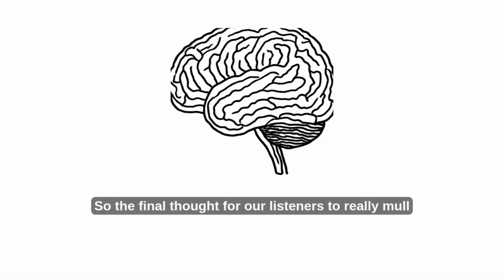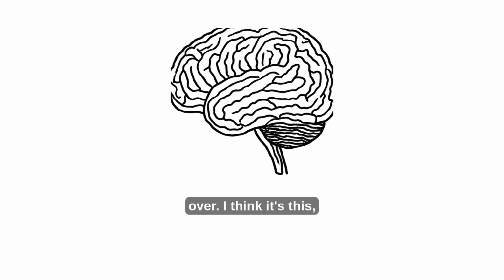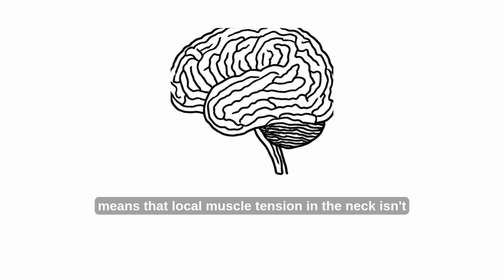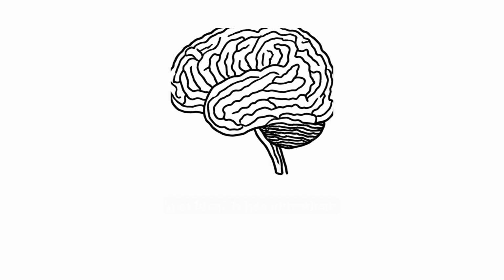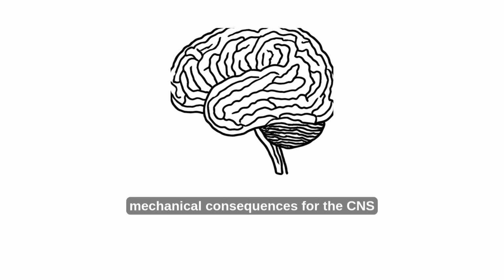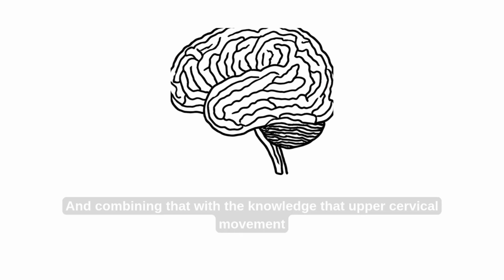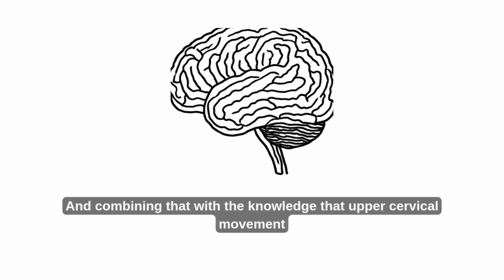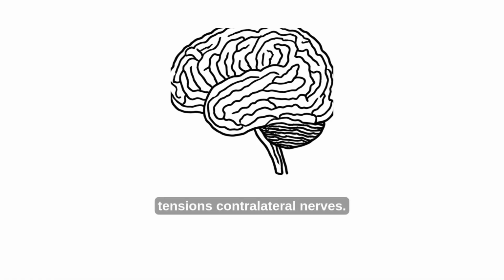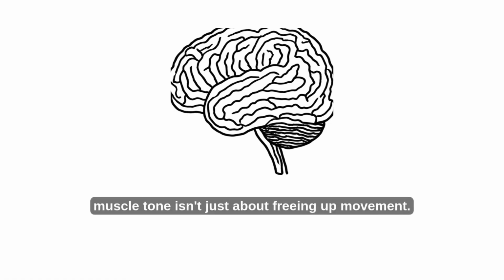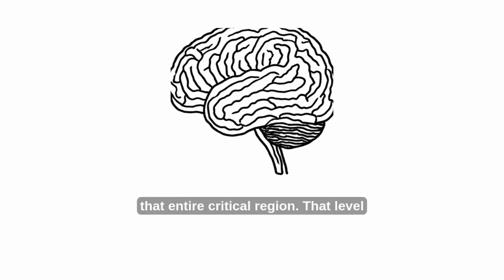So the final thought for our listeners to really mull over. I think it's this. That direct anatomical link, the MDB, means that local muscle tension in the neck isn't just local. It has immediate mechanical consequences for the CNS coverings. And combining that with the knowledge that upper cervical movement physically shifts the cord and tensions contralateral nerves. Right. Consider how your precise therapeutic touch in that suboccipital triangle by normalizing muscle tone isn't just about freeing up movement. It's potentially easing direct mechanical stress on the dura and influencing the neural mobility of that entire critical region.